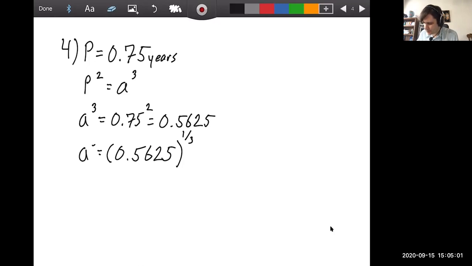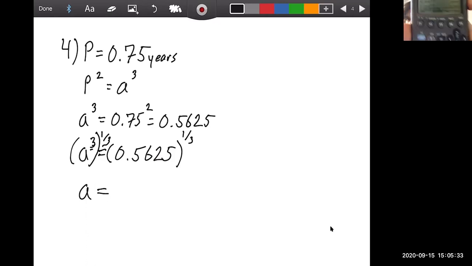Well, let's just go ahead and leave that there. We can clearly see what I'm doing, raising each side to the 1/3 power. So a is going to equal a cubed raised to the 1/3 power, which just gives me a. So I need to take 0.5625 and raise that to the 1 divided by 3. So you can see what that looks like on my calculator.